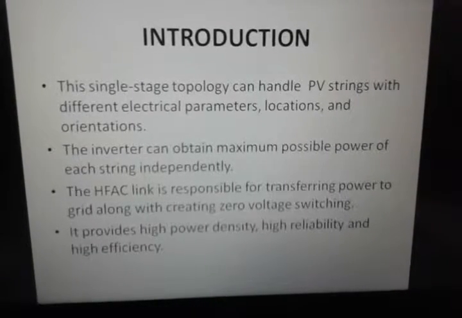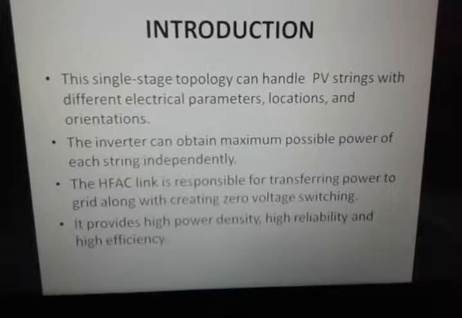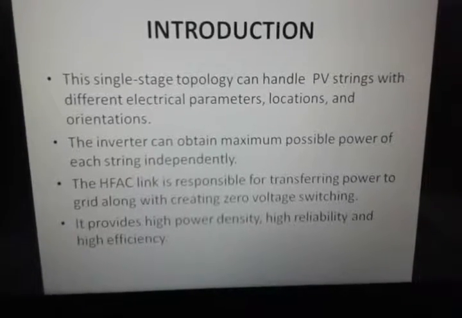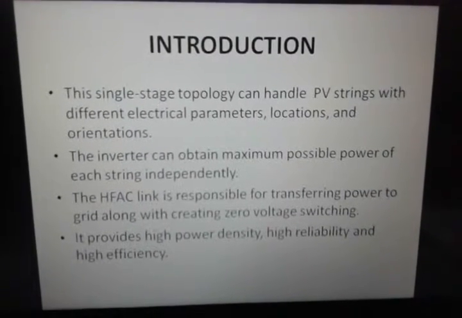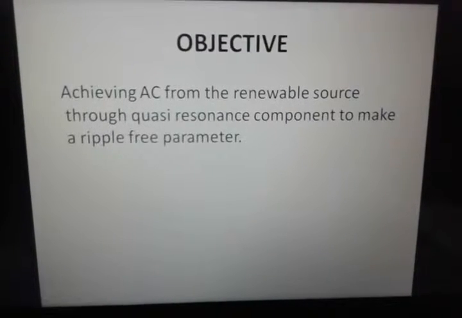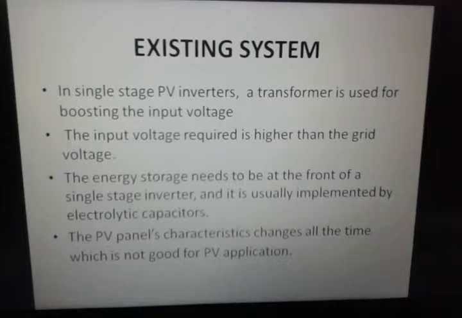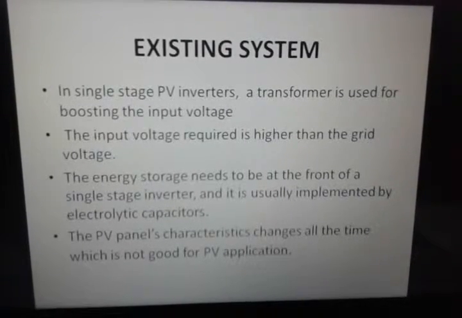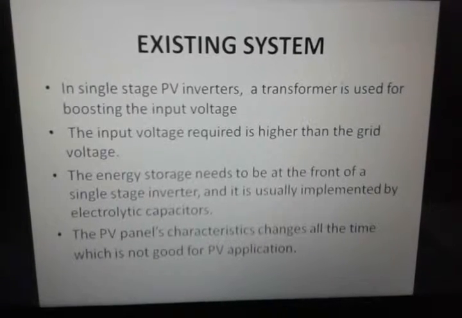The HF link, which is formed by an AC inductor and small AC capacitor, is responsible for transferring power to the grid along with creating zero voltage switching. It provides high power density, high reliability and high efficiency. The main objective of our project is to achieve AC from the renewable source through quasi-resonance components to make a ripple-free parameter existing system. In single-stage PV inverters, a transformer is used for boosting the input voltage.